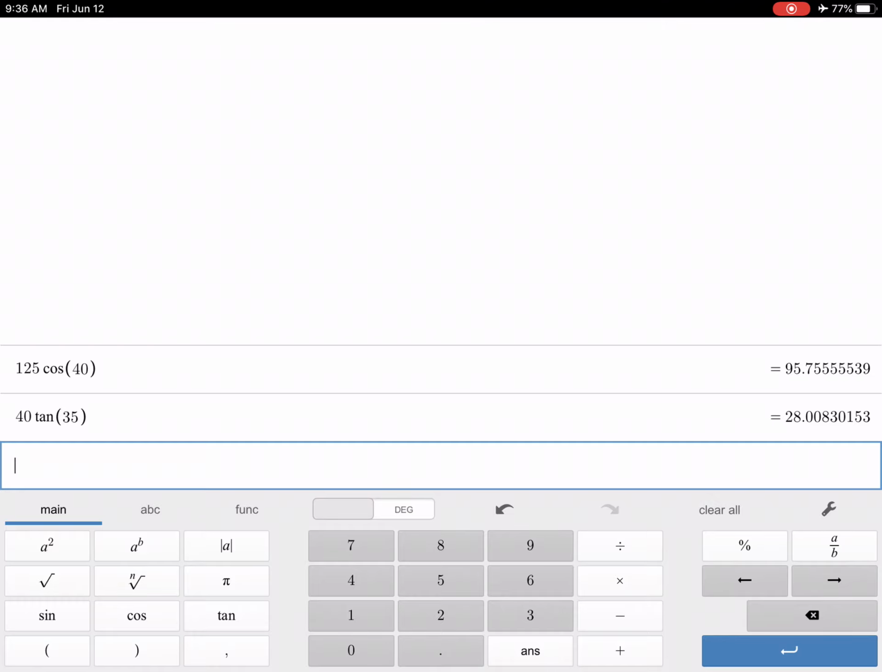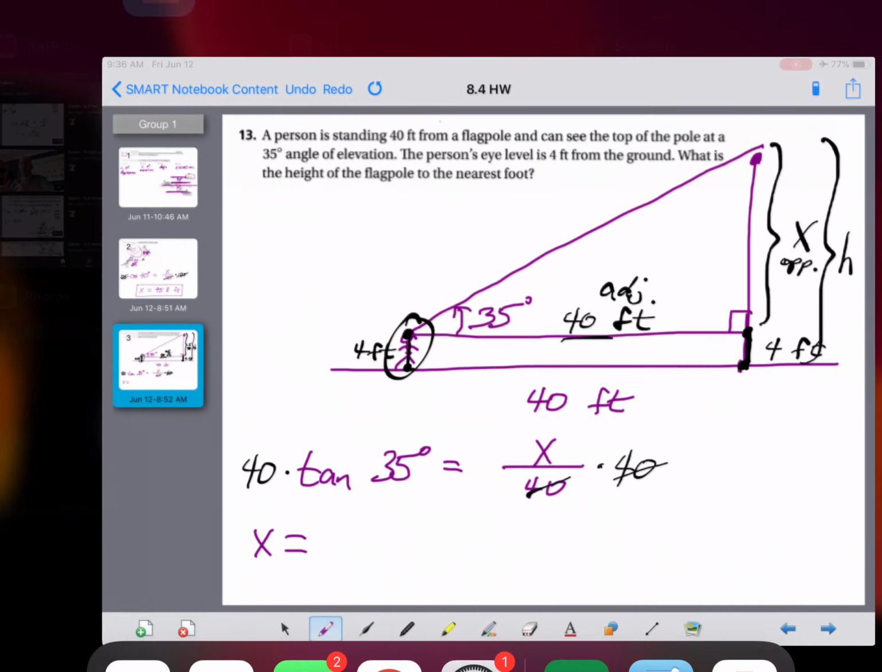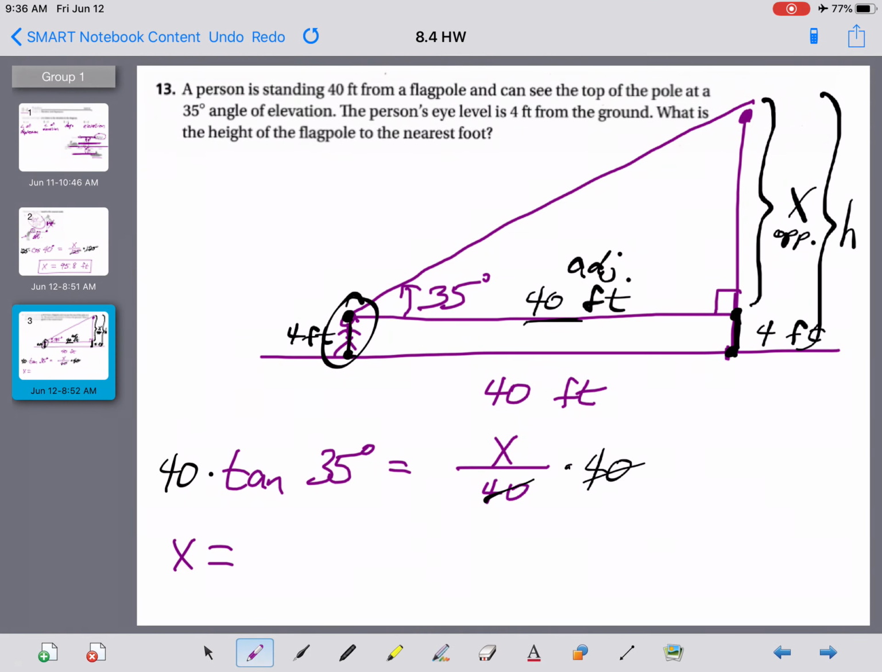28.00, technically 28.01. Come on now. Here we go. So they wanted everything to the nearest foot, they said. So that means no decimals. So x is going to be 28 feet. Now what that means, everybody, is that the top of the flagpole right here is 28 feet above this person's eye level. So we just found x right here to be 28 feet.